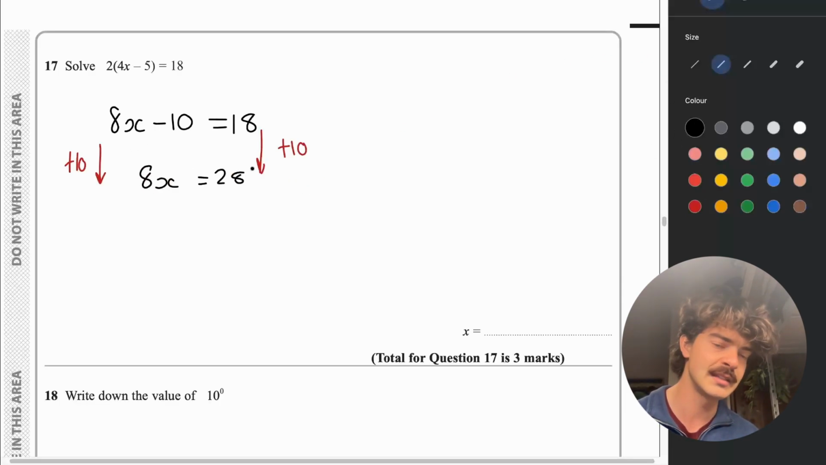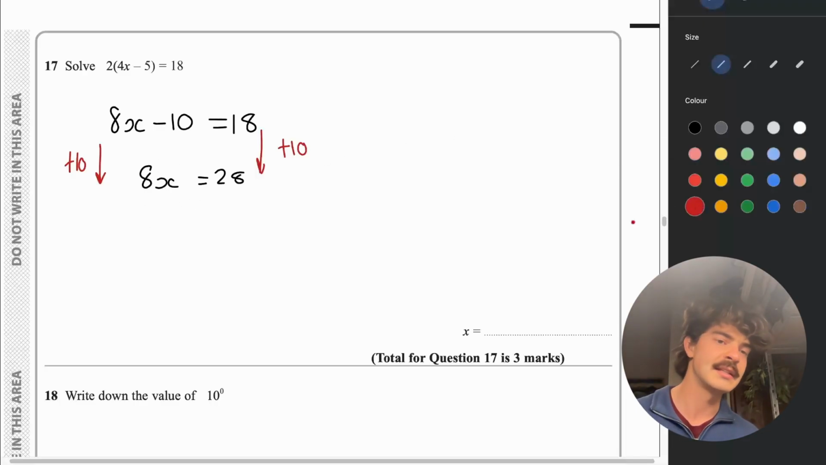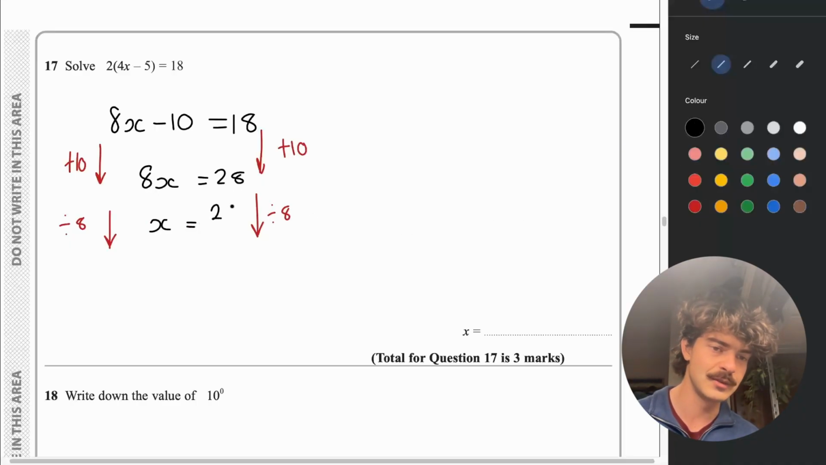8x is equal to 28. Next up, we want to get rid of this 8 in front of the x, because for our answer we just want the value of 1x. So we're going to divide by 8, and on this side, do exactly the same thing. Divide by 8. Cool. This is going to leave us with x is equal to 28 divided by 8.